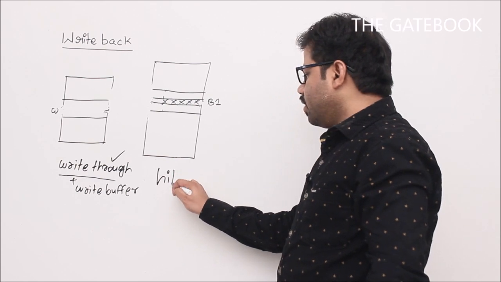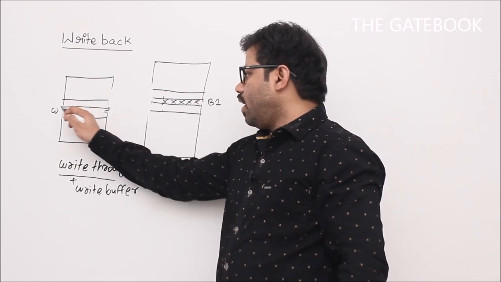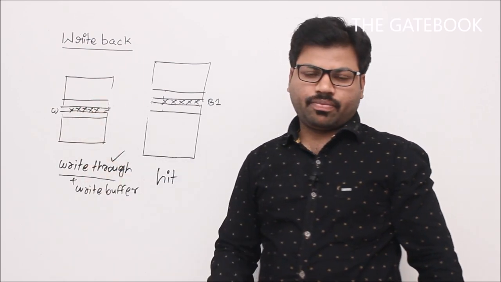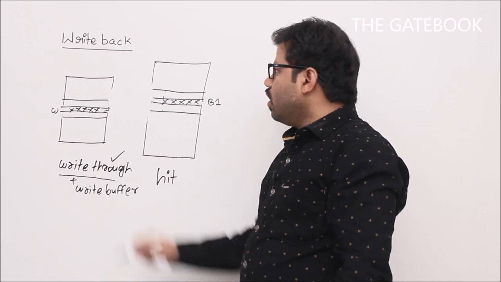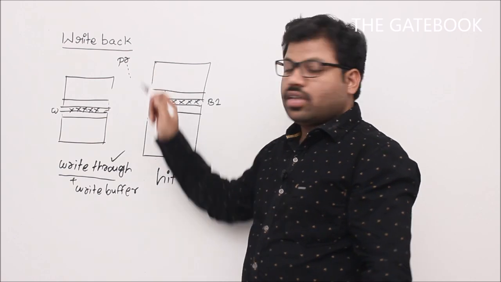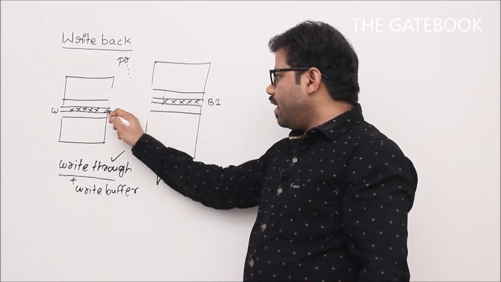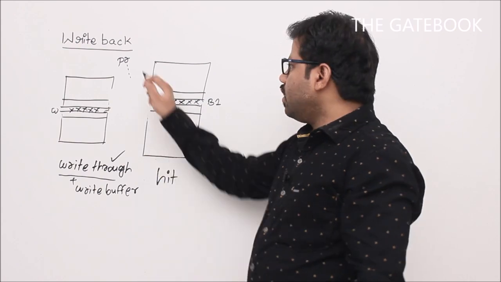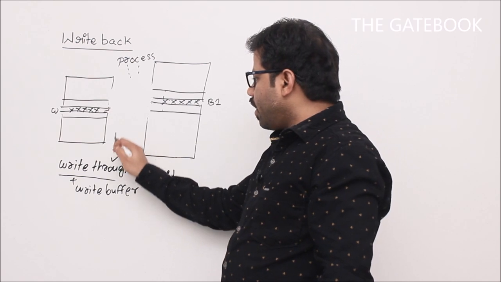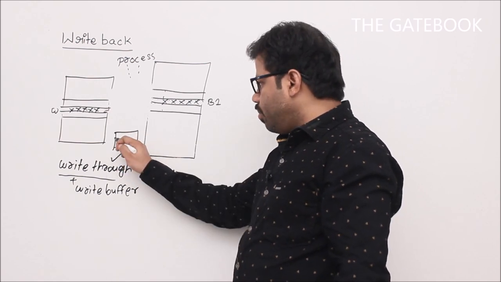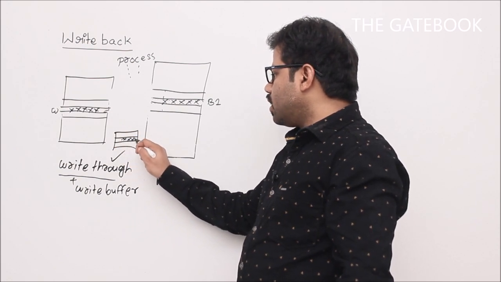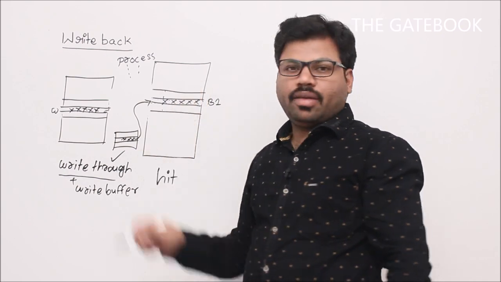If it is a hit, then directly go to the cache where the data is available and update it. Update the right word which you want to. Then immediately the processor continues with the next instruction. That means the processor won't take the data and write it to memory. Rather, the processor will continue with the next instructions, but there will be a write buffer. Write buffer contains the updated data, right? That updated data will be transferred to the main memory independently, parallelly.